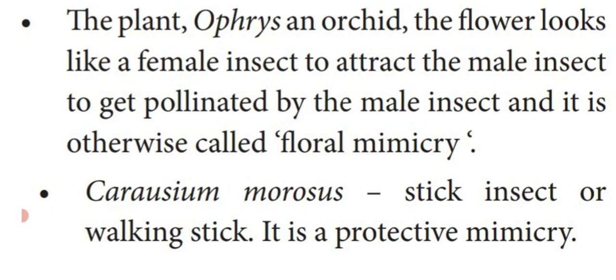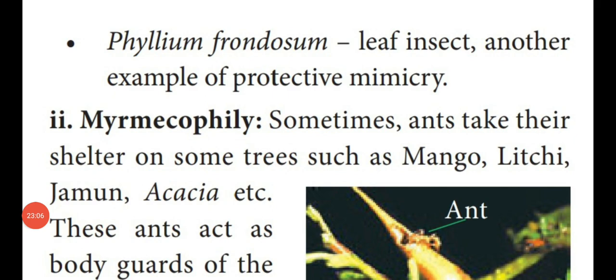Another one, Carassium morassus. It is a stick insect, or walking stick. The entire insect looks like a dried stem. So these insects, which give protection against other animals, that is said to be self defense. Example, Carassium morassus. Another example is also there, Phyllium frondosum. It is a leaf insect.